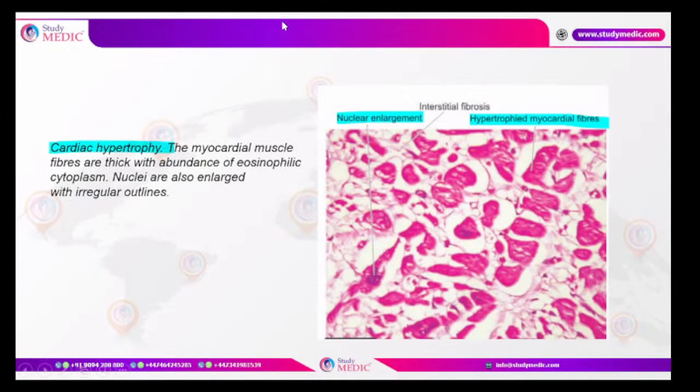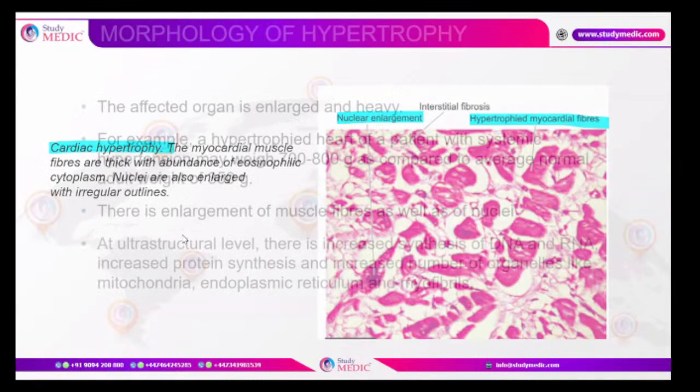As you can see, this is a histopathology slide showing cardiac hypertrophy. The myocardial muscle fibers are thick, there is an abundance of eosinophilic cytoplasm, and the nuclei are enlarged. You can see the cytoplasm is eosinophilic, and the nuclear morphology is also altered; the nucleus is increased in size and has an irregular outline. So these are hypertrophic cardiac muscle fibers.